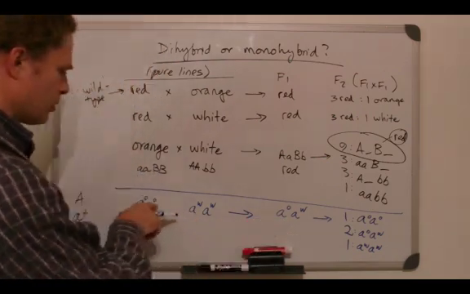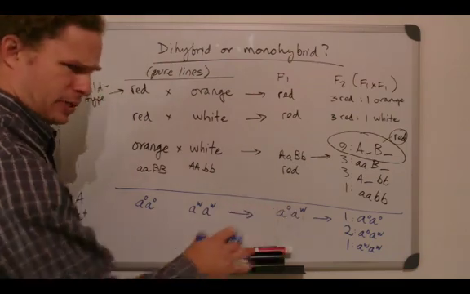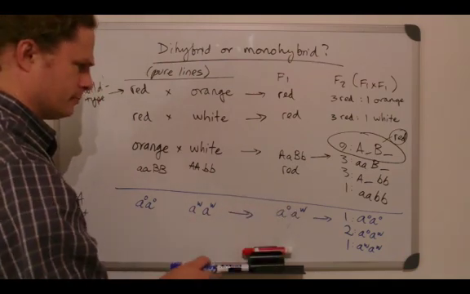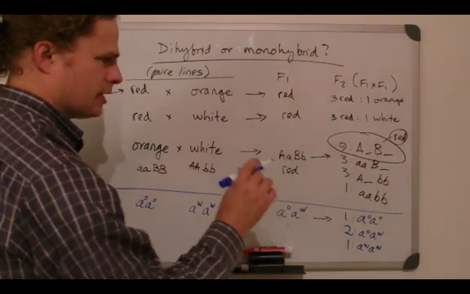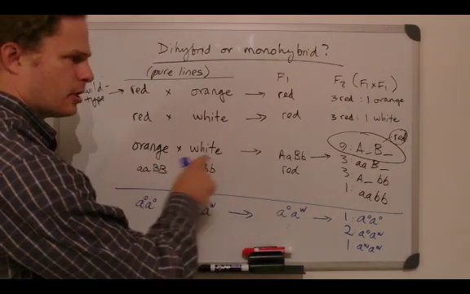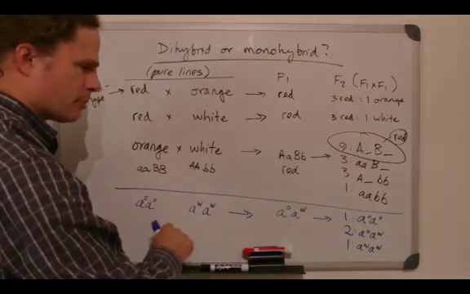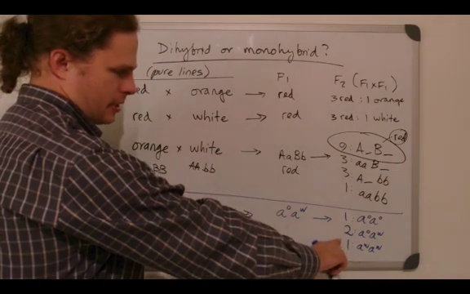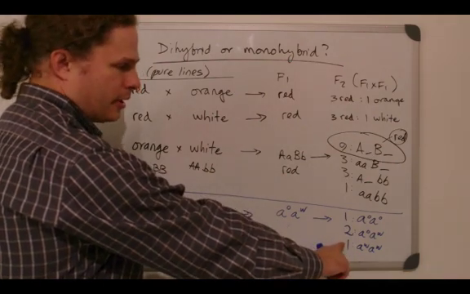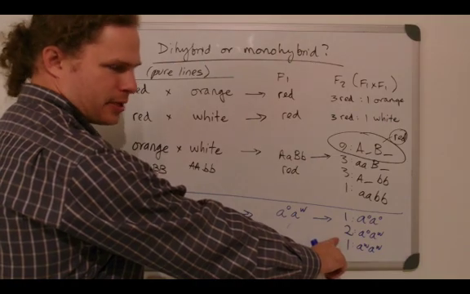It would either be orange or white, or if there's incomplete dominance going on, there'd be some sort of blending going on. So here's the key diagnostic. If it's a dihybrid cross, you will see wild type in the F2. If it's a monohybrid cross, you will not see wild type in the F2 because there's no way to generate a wild type genotype in the F2.